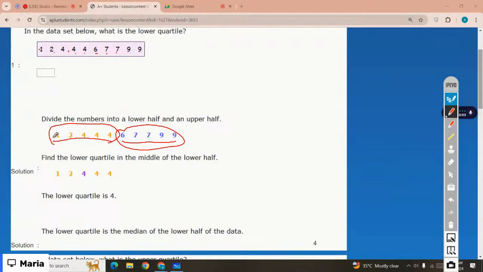So the lower half is 1, 2, 4, 4, 4. The middle number is 4. That is right. Lower quartile is the median of the lower half of the data. Got it?